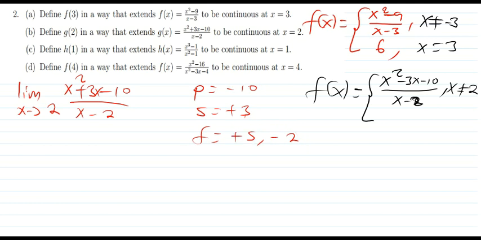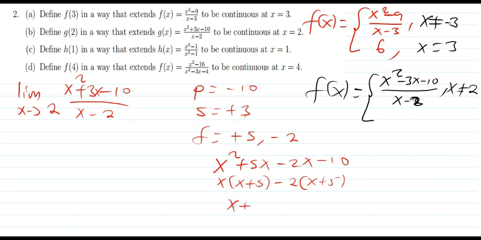Now to factorize that one, it will be x squared plus 5x minus 2x minus 10. So x, then I'll have x plus 5 minus, here I'll factor out 2, x plus 5. So meaning that on top there I'm going to replace with this.